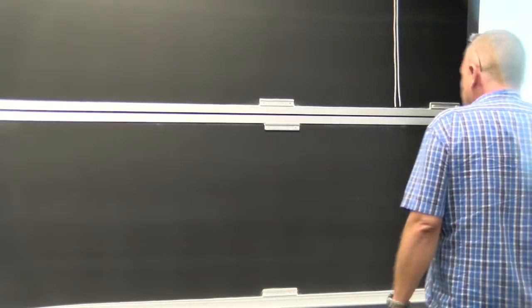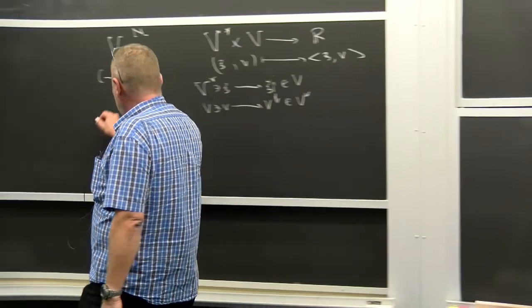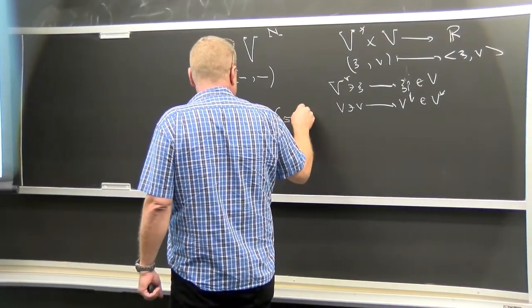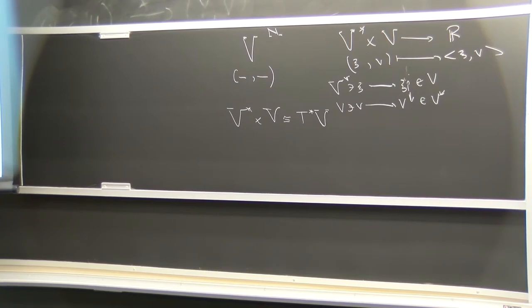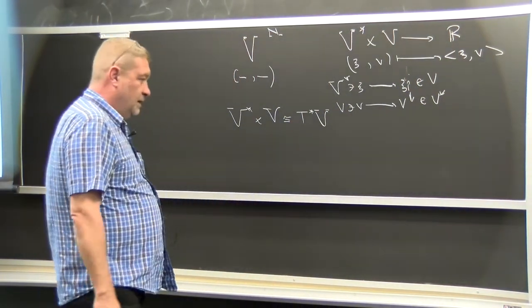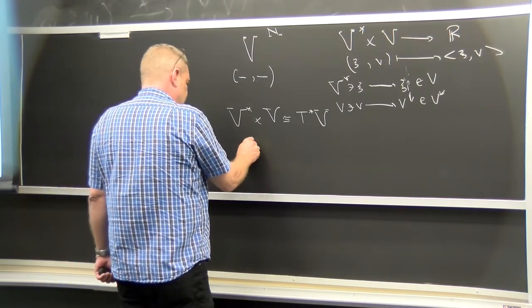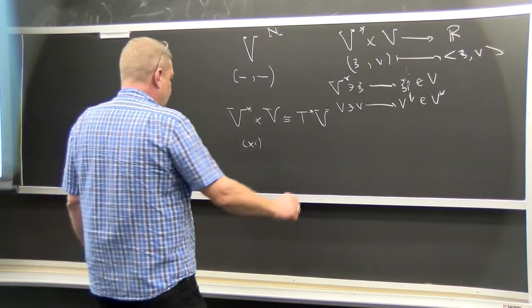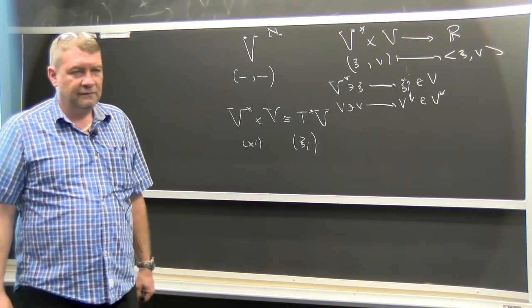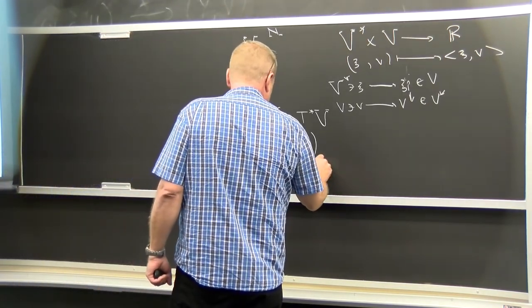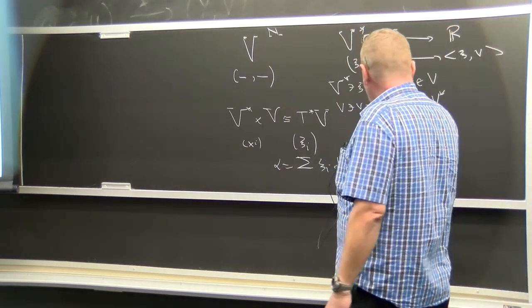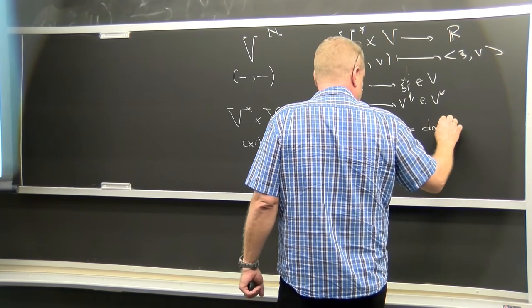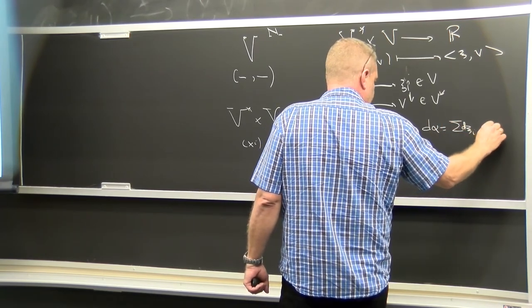Now, I will think of V star tensor V, and I'll identify it with the cotangent bundle of V. And as such, it has a canonical one form. I won't give you the invariant definition because it's not very intuitive. So here's the definition in coordinates. If we choose Euclidean coordinates in V, we get dual coordinates on V star. And alpha is going to be the sum of c_i dx_i. And we have a symplectic form, which is d alpha. It's the sum of dc_i wedge dx_i.